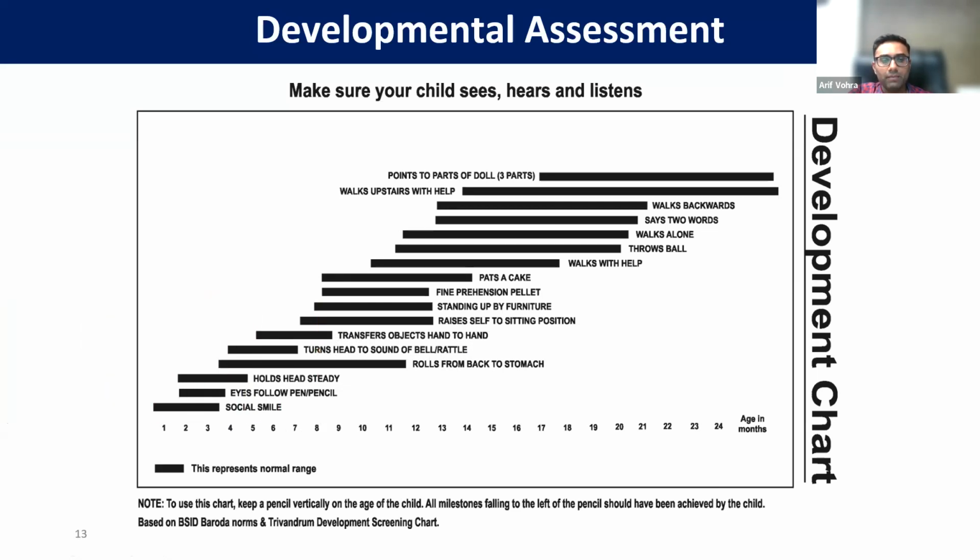I'm giving you an example: a 5 month old child has come to you for developmental assessment. So I draw a line at 5 months. Anything to the left side of this line, this child should have achieved. Like the social smile, following a pen or pencil, and head holding. For a block that falls on the red line, like rolling from back to stomach, if the child has achieved it, it's okay.